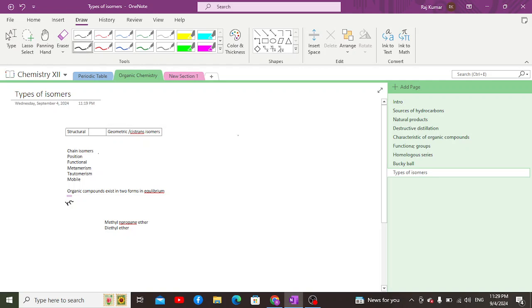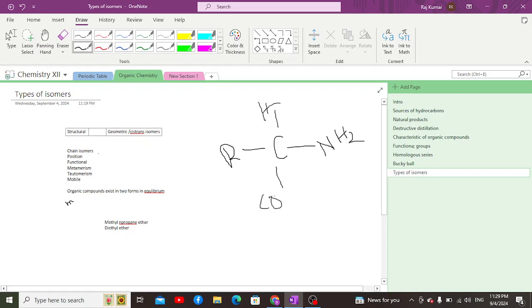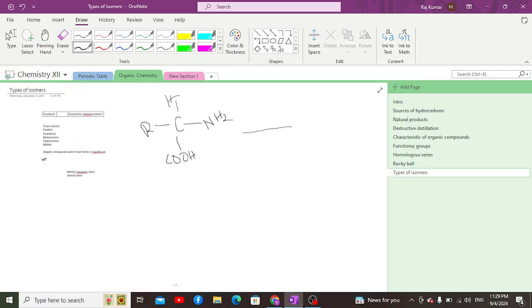If we talk about an amino acid, it has this formula. This is carbon. This is the radical alkyl group. This is NH2. This is hydrogen over here, and over there we have COOH. Now, what actually happens is that the amine group sometimes exists in equilibrium with its tautomeric form, which is known as the zwitterion.